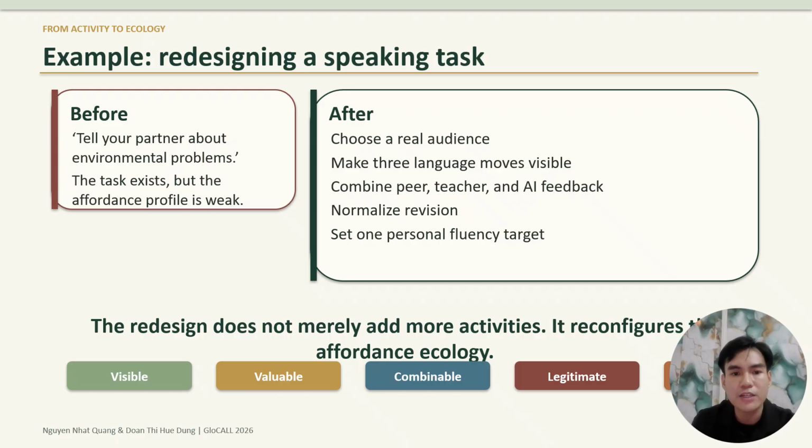We can ask each learner to set one personal fluency target. Notice what changed. We did not simply add more activities. We redesigned the ecology of action through the affordance-based lens.